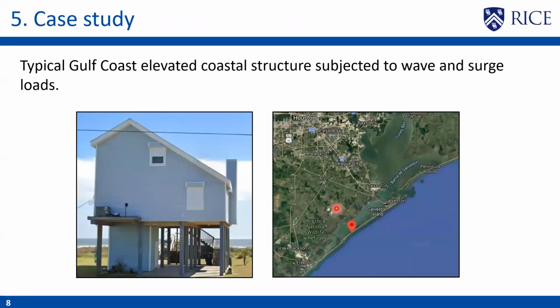As a case study, we're going to implement this framework on a typical Gulf Coast elevated coastal structure subjected to wave and surge load. This is the actual structure located in the Galveston area. Here is Galveston Island, and just to give a little bit of context, here is the city of Houston.